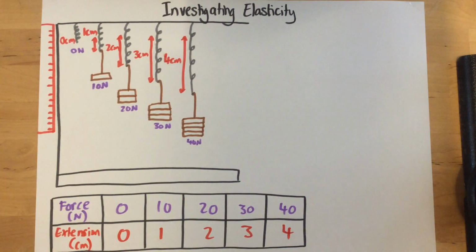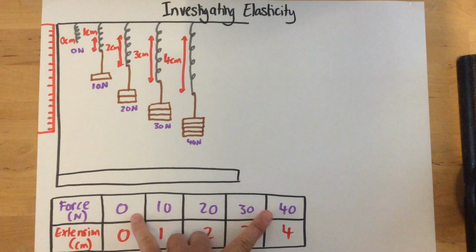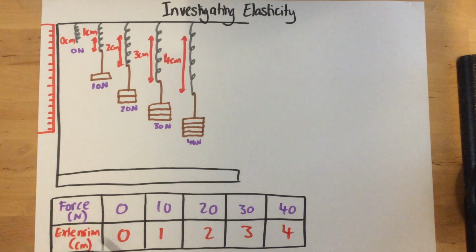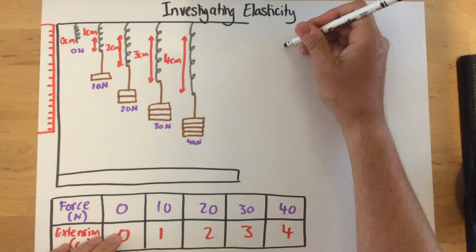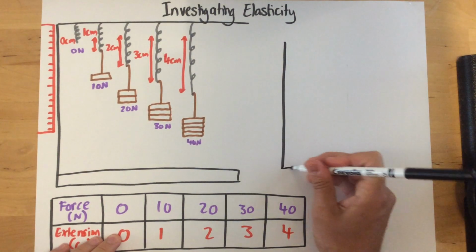So that basically is the experiment you need to do. Ideally, you'd like to do at least 6 different masses, but I'm just going to show using 4 for now. Okay, so now I'm going to show you what the graph looks like that accompanies this, because we need to be able to understand a couple of features from this graph.